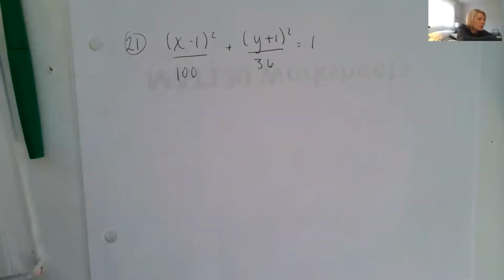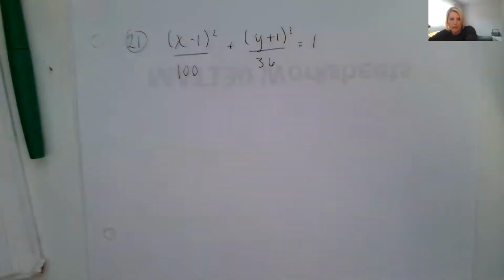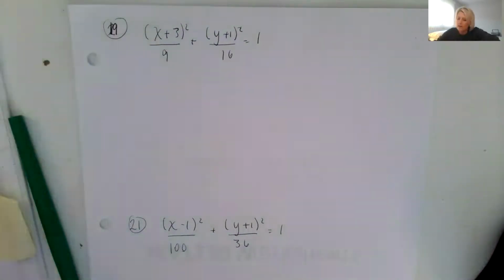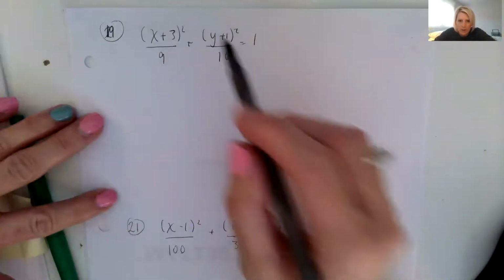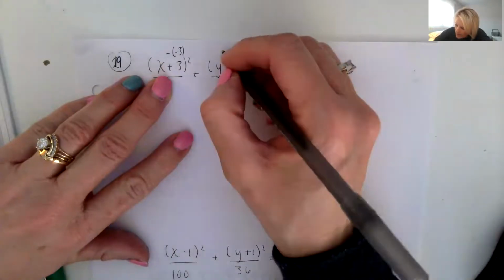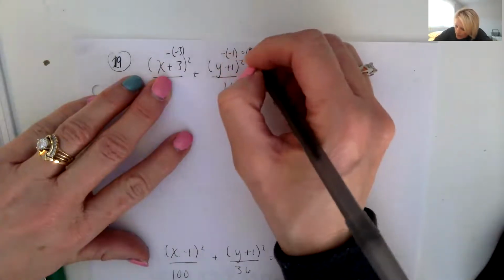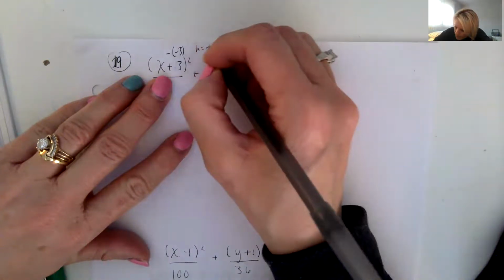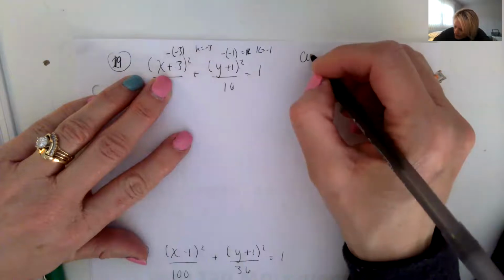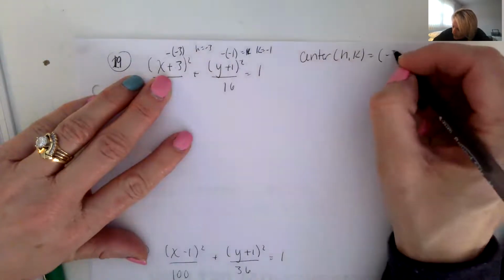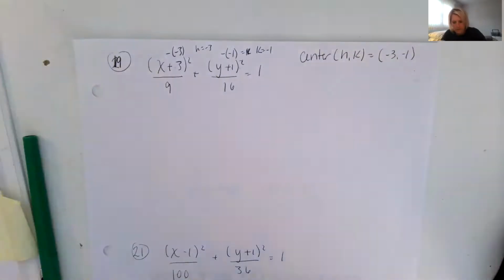Let's look at another one here, 19. So 19 and 21 are fun because their center is off kilter, from 0, 0. So this is really subtracting a negative 3 and subtracting a negative 1. So K is going to be equal to negative 1 and H is equal to negative 3. So our center is at H and K, which is negative 3 and negative 1.